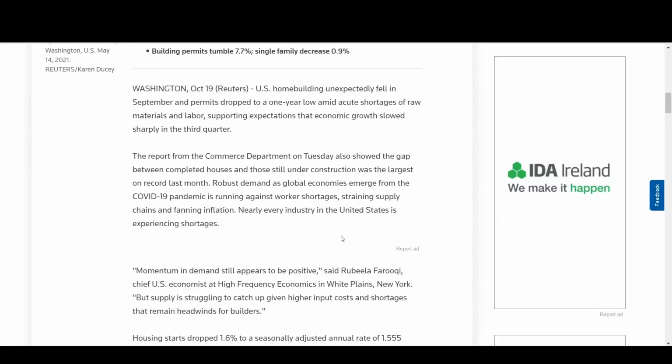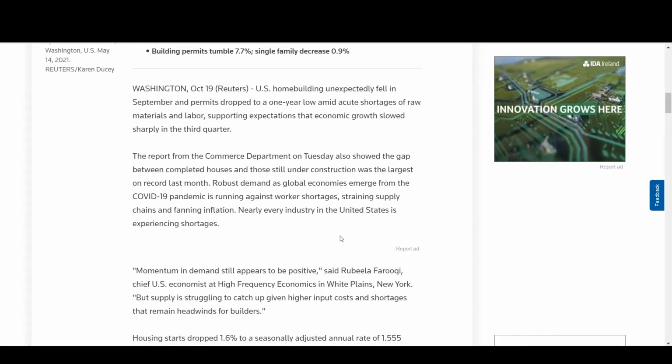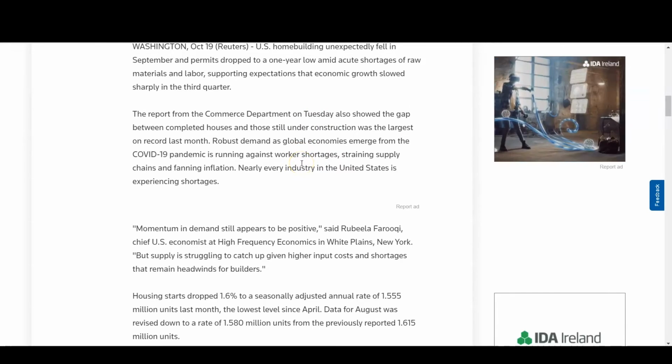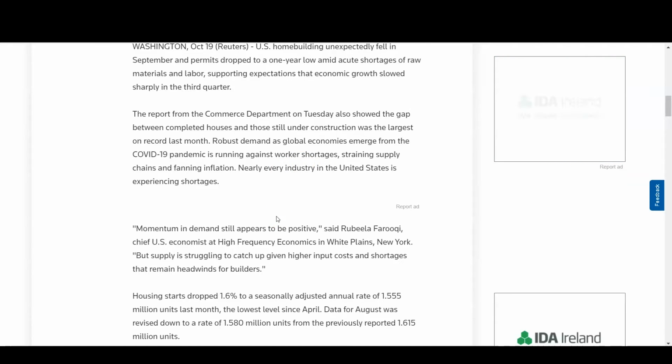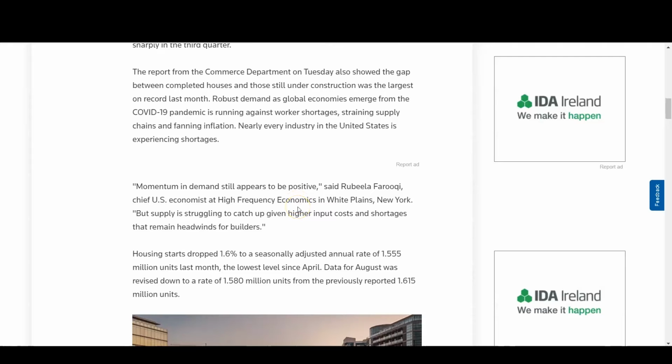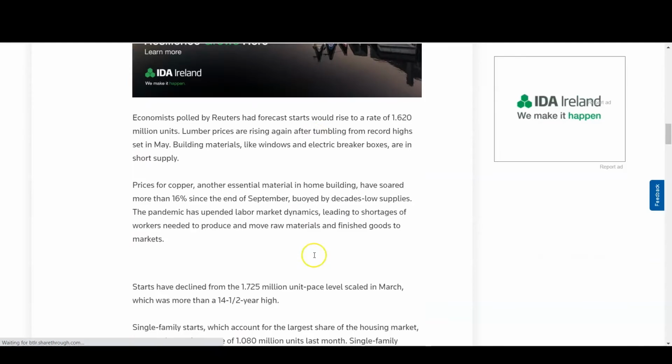Going a little bit further in the article, U.S. home building unexpectedly fell in September, and permits dropped to a one-year low amid acute shortages of raw materials and labor, supporting expectations that economic growth slowed sharply in the third quarter. The report from the Commerce Department on Tuesday also showed the gap between completed houses and those still under construction was the largest on record last month. Robust demand as global economies emerge from the COVID-19 pandemic is running against worker shortages, straining supply chains, and fanning inflation. Nearly every industry in the United States is experiencing shortages.